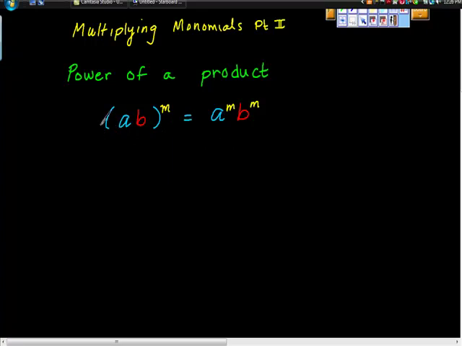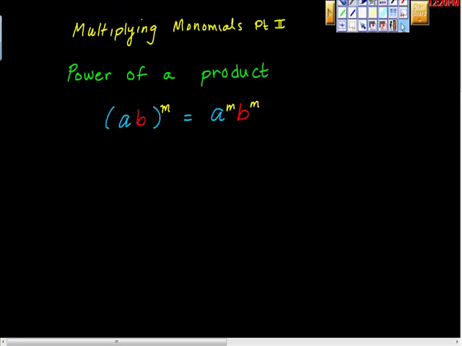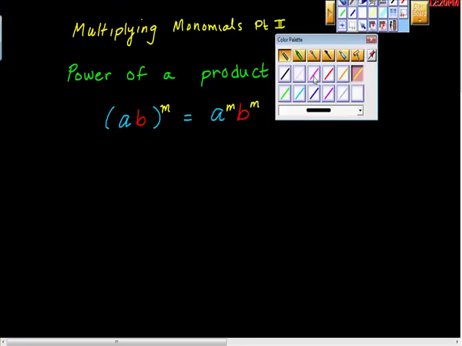So this says if we have a quantity a times b, this is multiplication between these two numbers, quantity raised to the nth power, that what we really have is a to the nth times b to the nth power. And it looks lousy, and I know that it does. So let's take a quick look at this, if you don't mind. Let's take a look at it this way.